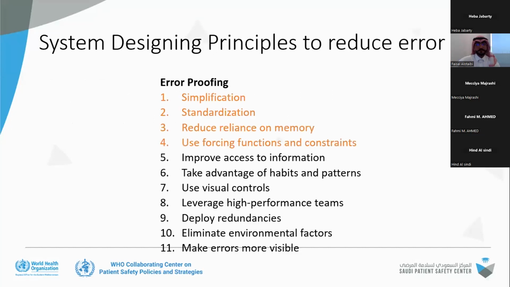Next, please. System design principles to reduce error. These are the error-reducing principles that we have. Here we have error-proofing principles, and there are 10. We will speak and elaborate on 4 only. The first one is simplification. The second one is standardization. The third one is reduce reliance on memory. The fourth is using forcing functions and constraints. The others are improving access to information, taking advantage of habit and pattern, using visual controls, leveraging high performance teams, deploying redundancy, eliminating environmental factors, and making errors more visible.